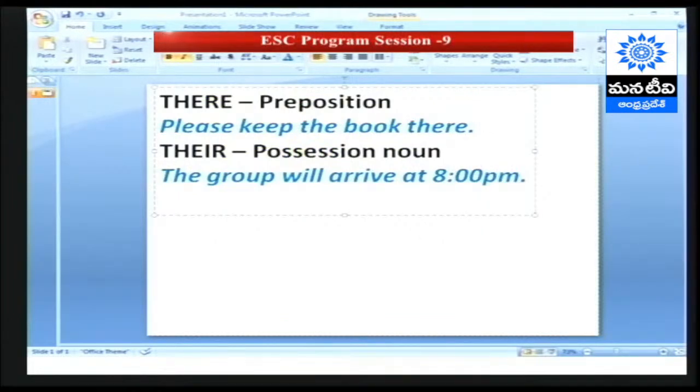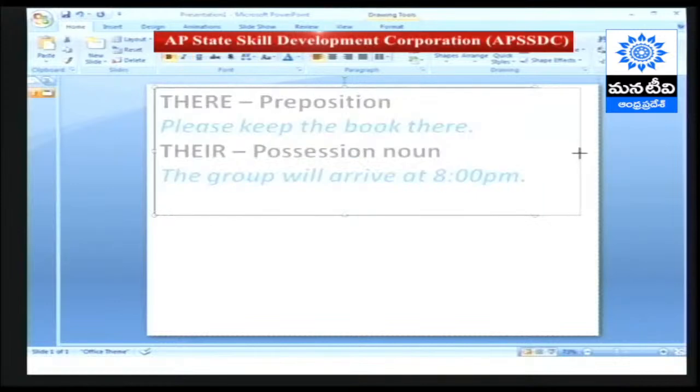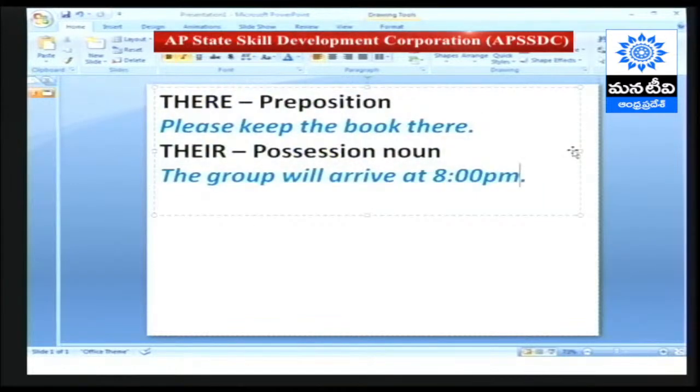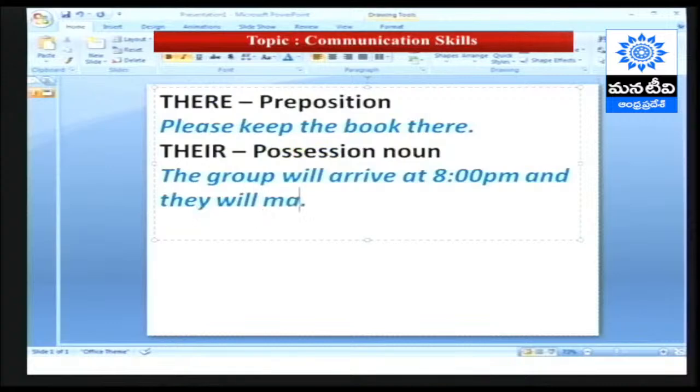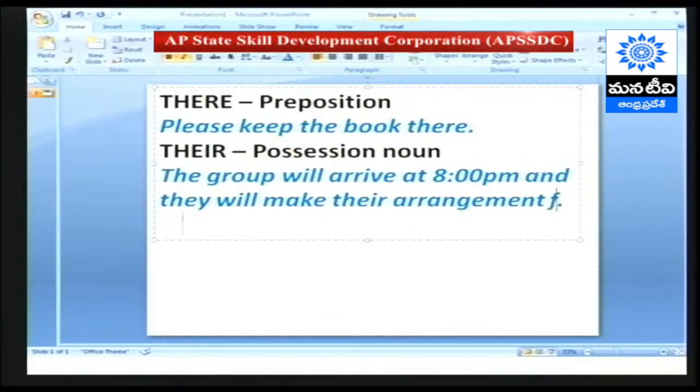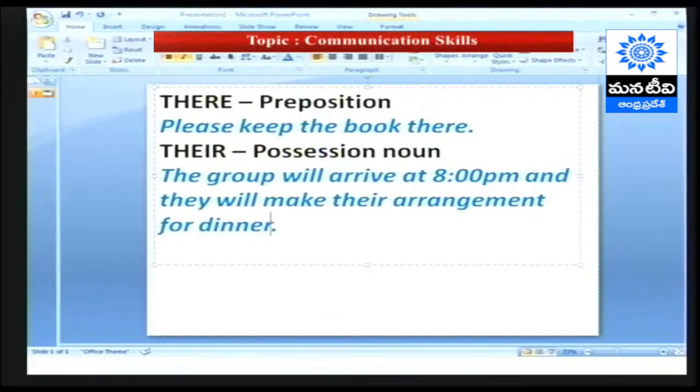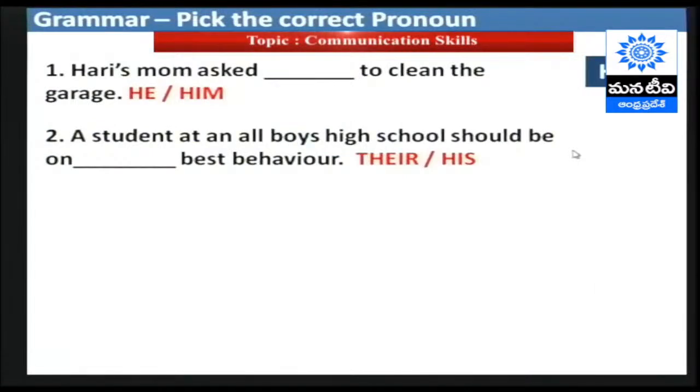The group will arrive at 8 p.m. and they will make their arrangement. Whose arrangement? Their arrangement. So THEIR is a possessive, THERE is a preposition. So don't get confused there. So a student at an all boys high school should be on his best behavior.